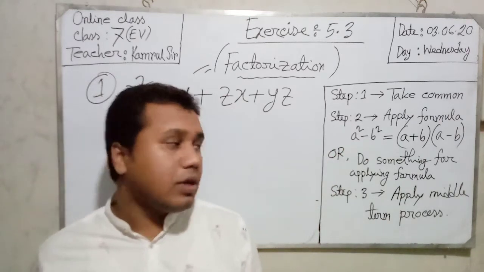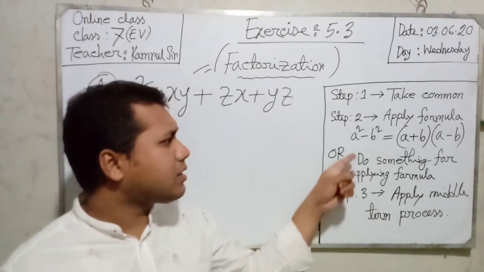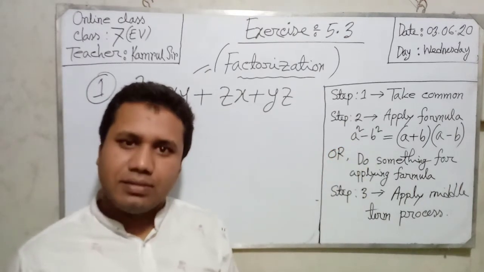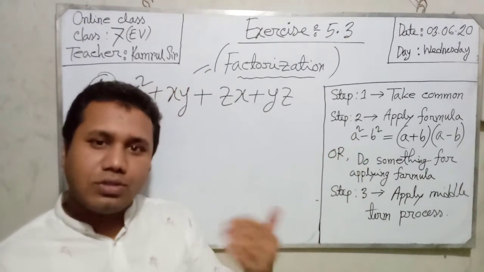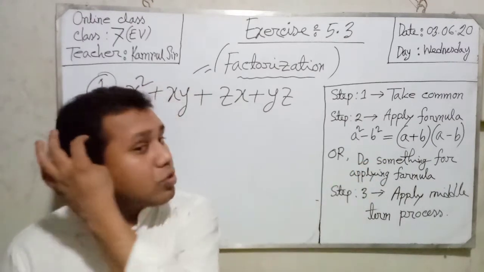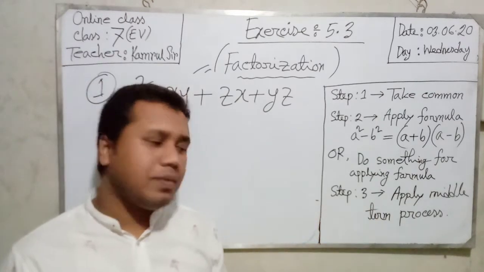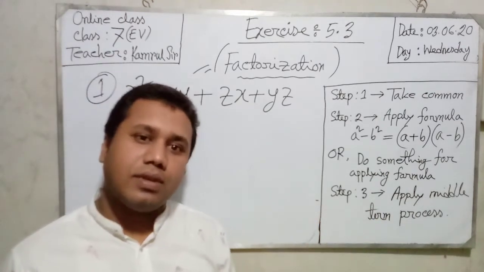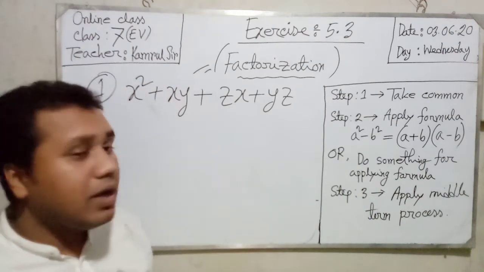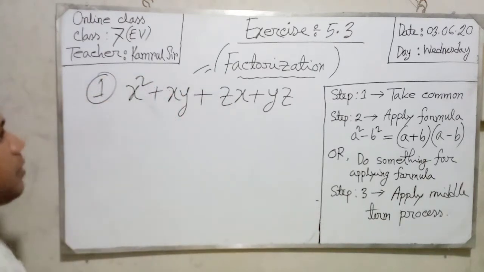Or do something for applying the formula. Suppose when we go to another math, then you can see in some maths you can't apply a square minus b square directly. Then we should do something for applying this formula. So this is the topic: do something to apply the formula. Step 3, the last step, apply the middle term process. According to these 3 steps, we can solve any factorization. Clear? So now, problem number 1.